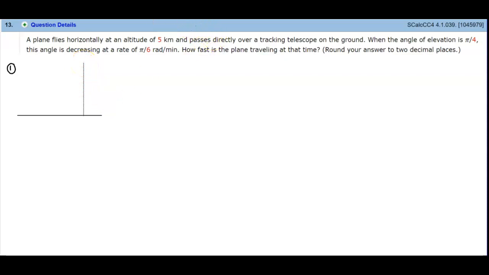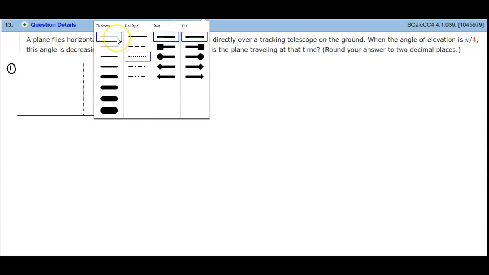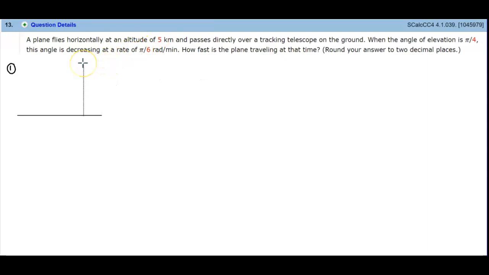Now the next step is to create an angle. Here's the plane, so what is that angle down here? Now let's go ahead and label our picture. We know that this represents the value of x, and it has an altitude of 5 kilometers, so this represents 5 kilometers.